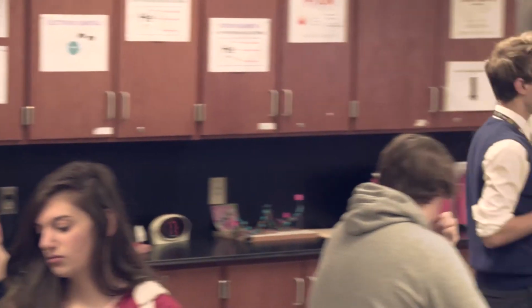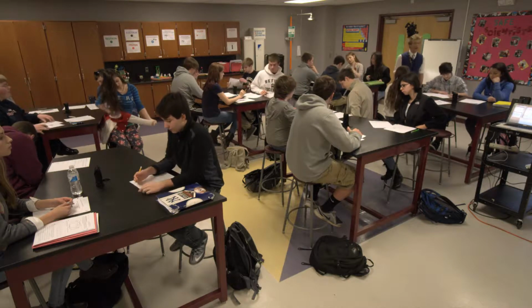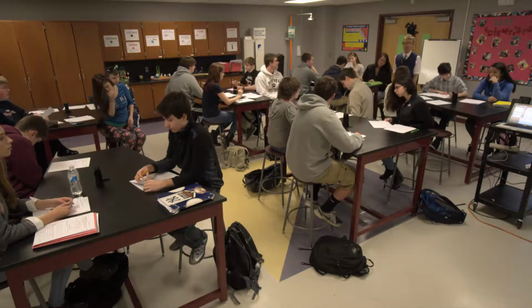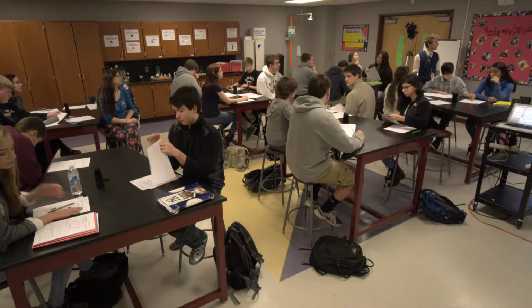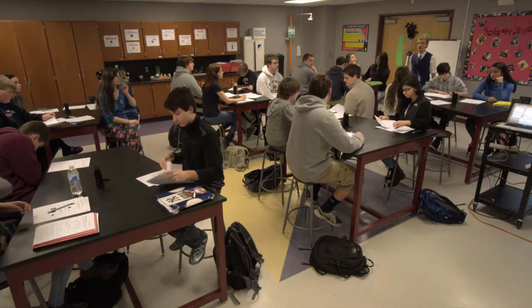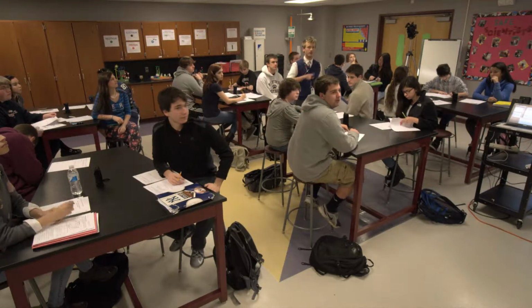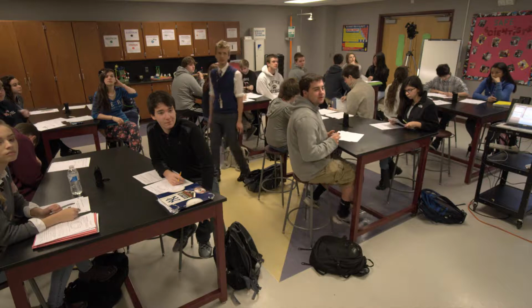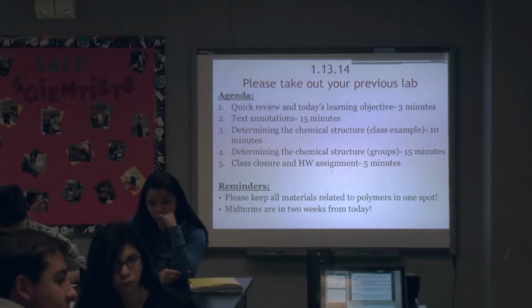Please look at information from the other class or the other students at your table as we go through today's lesson. So let me go over the agenda first. We're going to do a quick review of what we've been learning. And our learning objective for today is what, Zach? Can you read it for us? Objective: students will learn how to determine the approximate chemical structure of a polymer based on its physical characteristics. Good, thanks, Zach.